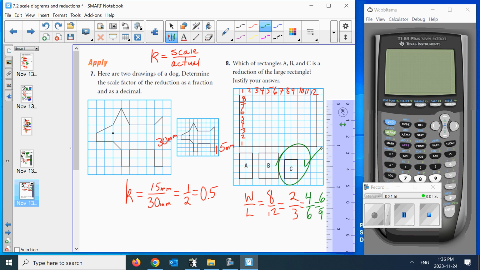Why? Because C, 2 times 4 is 8. C's length is 3. 3 times 4 is 12. You can multiply by the same number and get back up to the original, or you can divide by the same number, get down to the reduction.